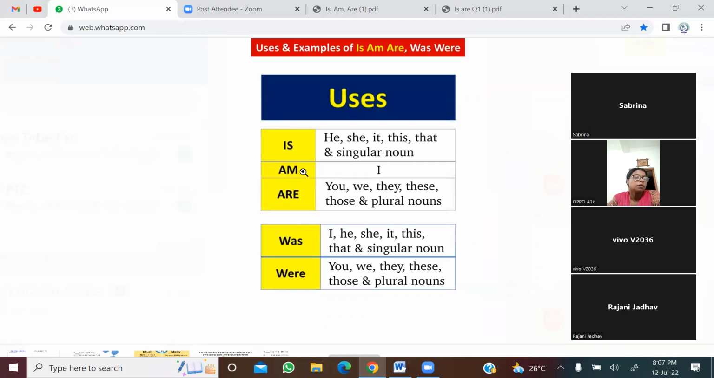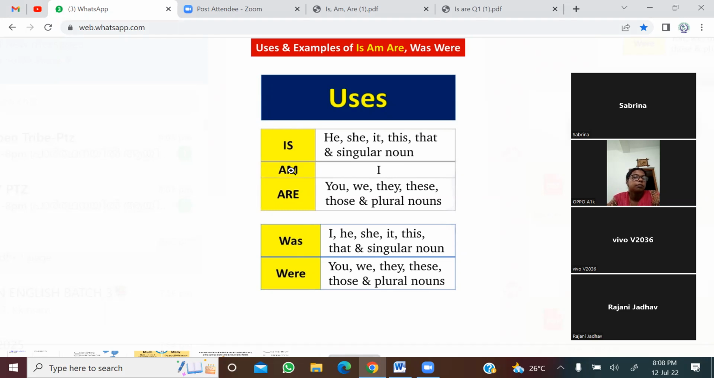Am, the linking verb, is only used with I. Whatever sentence we say with I, we'll only say I am. We never say I is or I are. It's I am. Okay. I am a teacher. I am cooking. I am teaching. You never say I is teaching or I are teaching. That's wrong. Always with I, the linking word am has to come.